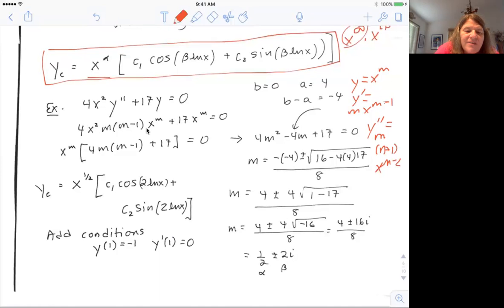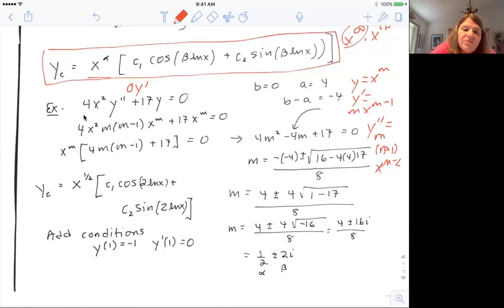If I multiply this stuff out and pull out the x to the m, I wind up with 4m squared minus 4m plus 17. Now, again, let's talk about the shortcut, because you're totally allowed to take the shortcut here. If you remember this, there's no y prime showing here. So that's 0 y prime, okay? So basically what we know from this equation was that b was 0, the coefficient on y prime was 0.